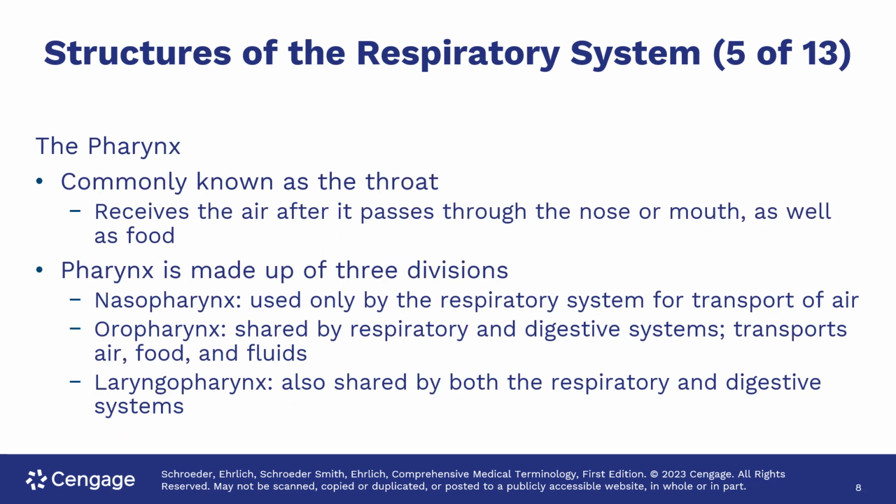The pharynx is the throat and is divided into three sections. The nasopharynx. Naso is nose, so associated with the nose and used to transport air. Oro, think oral, means associated with the mouth. The oropharynx is part of both the respiratory and digestive systems because you eat and breathe through your mouth, right? More overlapping. Laryngopharynx is also shared.